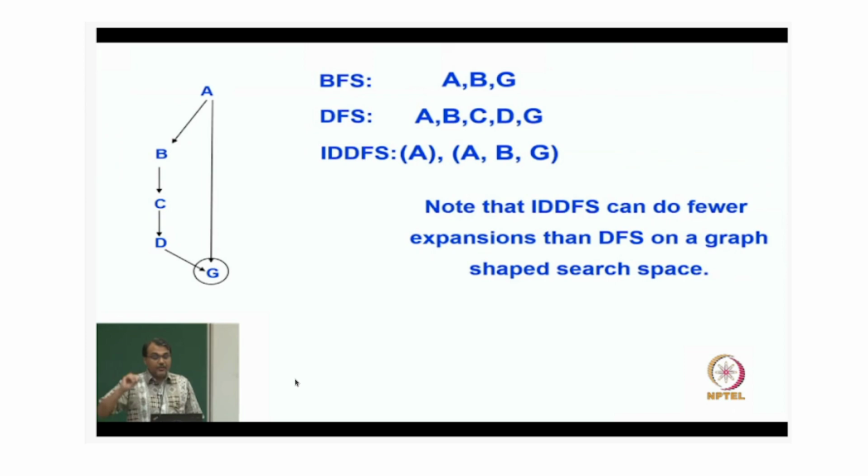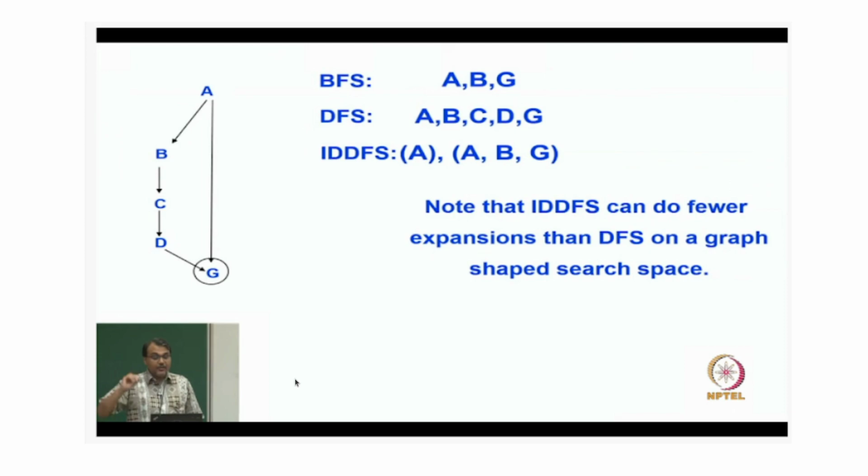So let's say this was the graph. What is the BFS order? We are starting from A. In breadth first search, you go for A, and all the children of A you will explore. So A I explored, and then its children, which are B and G. So I put B and G. The goal state was G, that's why we stopped here.